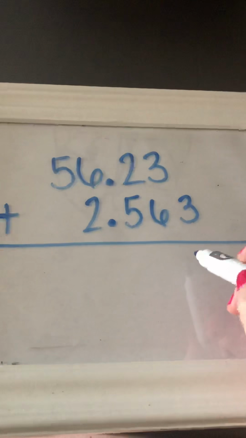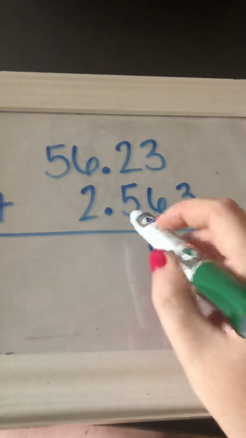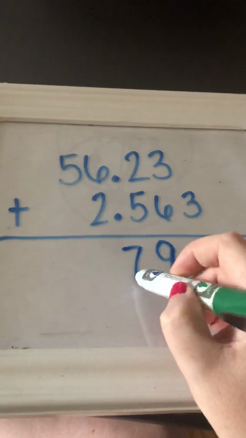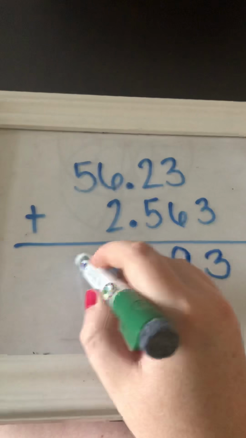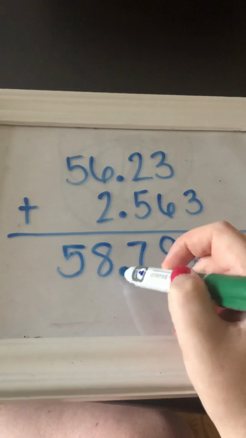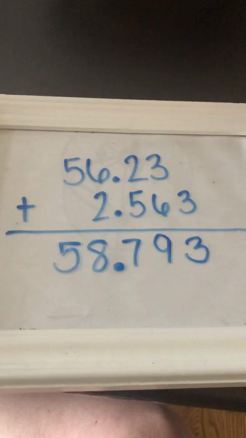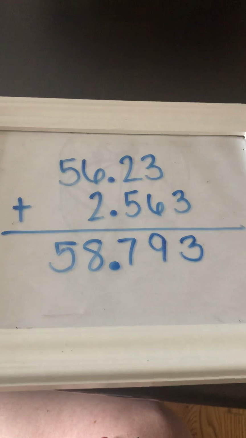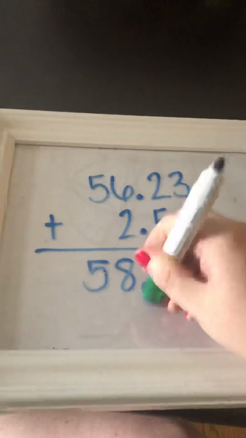So 3 plus nothing is 3. 6 plus 3 is 9. 5 plus 2 is 7. 6 plus 2 is 8. And 5 plus nothing is 5. And remember, your decimal point, if you lined it up, goes directly down. So now your answer is 58 and 793 thousandths. Okay? Let's try a different one.